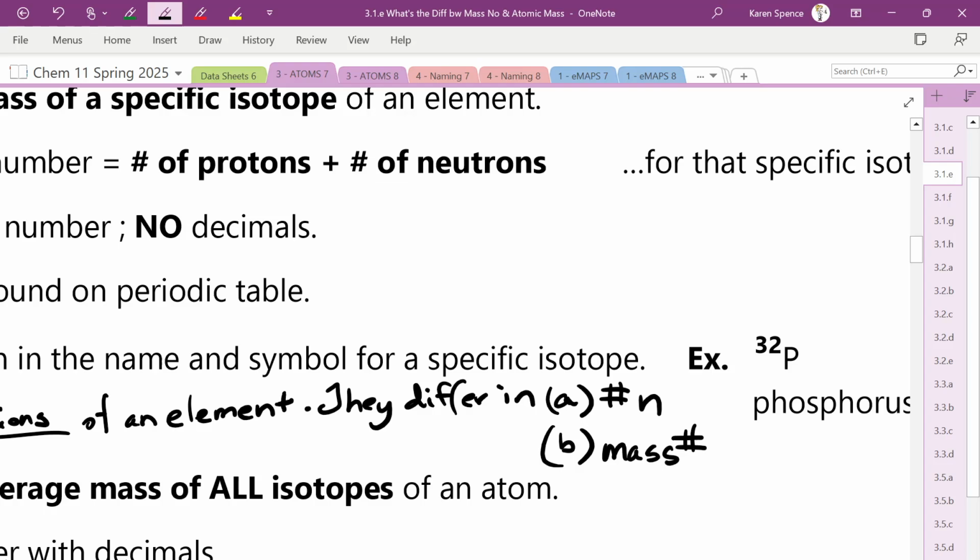Okay, so that is what mass number is. It is for a specific isotope. So you have carbon 13, it's got a mass number of 13. You have carbon 12, it's got a mass number of 12. You've got carbon 14, it's got a mass number of 14. All whole numbers, protons plus neutrons.